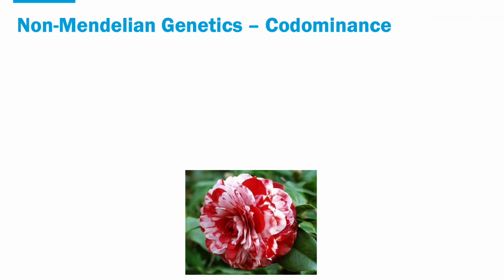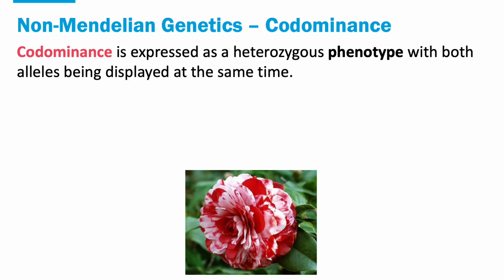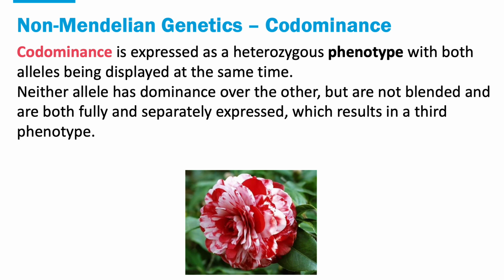Now looking at codominance. Codominance is expressed as a heterozygous phenotype with both alleles being displayed at the same time. Remember, incomplete dominance gave us a whole new phenotype altogether. But in codominance, like co-workers, they're together, we're going to see both of them. Neither allele has dominance over the other, but they are not blended, and both are fully and separately expressed, which is going to again give us a third type of phenotype.